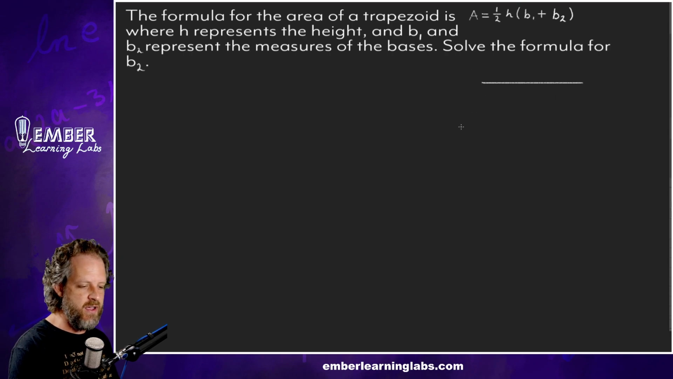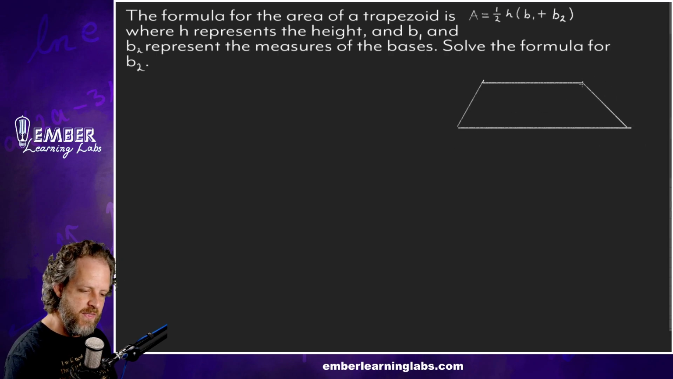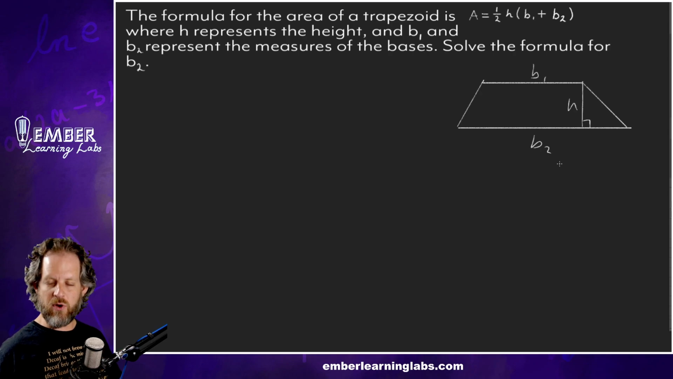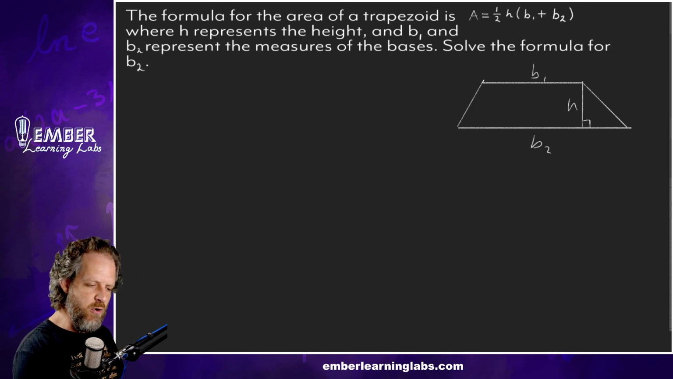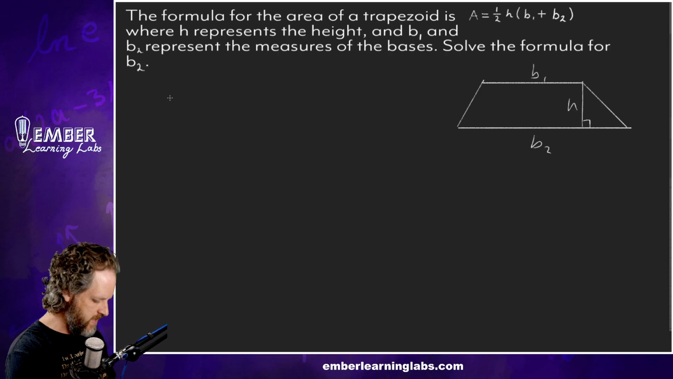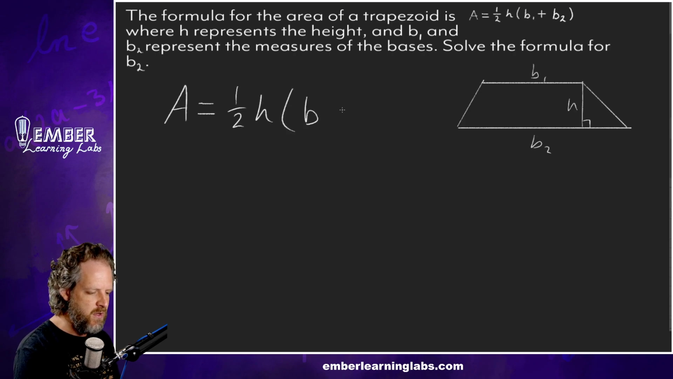So we're talking about a trapezoid, something like this, quickly, crudely drawn, right? The h is the height, and this is B1 and B2, which doesn't really matter, but that's what we're talking about, to get that back into your brain. What we want is to take this formula and solve it for B2. So I'm going to rewrite the formula down here a little bit bigger, right? So the area equals 1/2 h times (B1 plus B2).